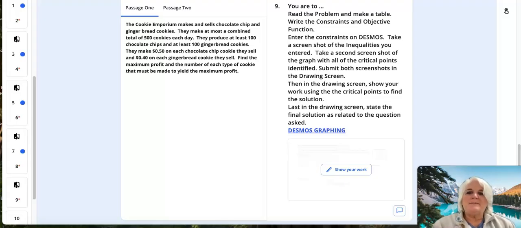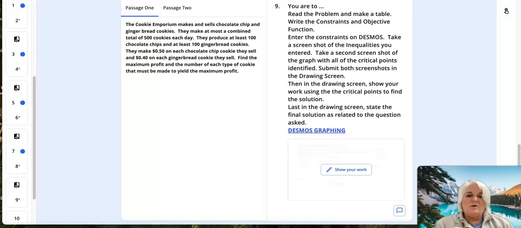The Cookie Emporium makes and sells chocolate chip and gingerbread cookies. They make at most a combined total of 500 cookies each day. They produce at least 100 chocolate chips and at least 100 gingerbread cookies. They make 50 cents on each chocolate chip cookie they sell and 40 cents on each gingerbread cookie they sell. Find the maximum profit and the number of each type of cookie that must be made to yield the maximum profit.